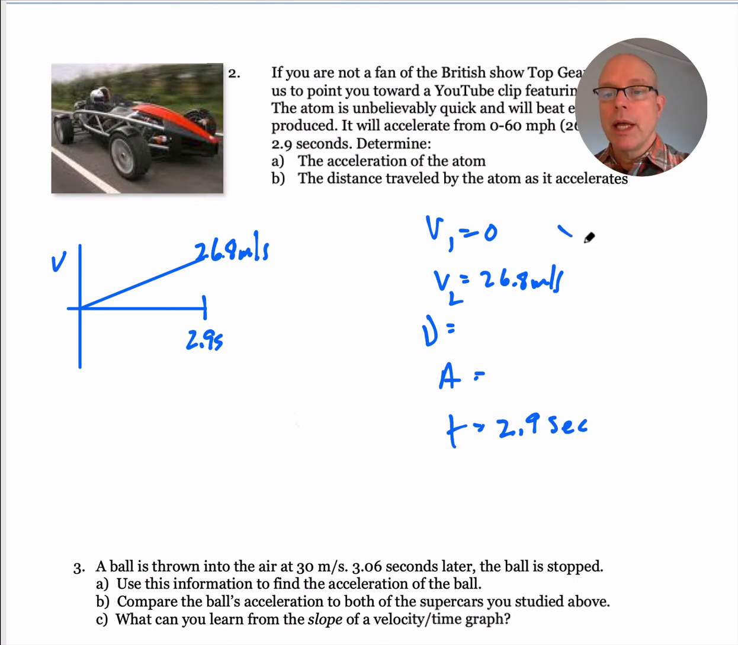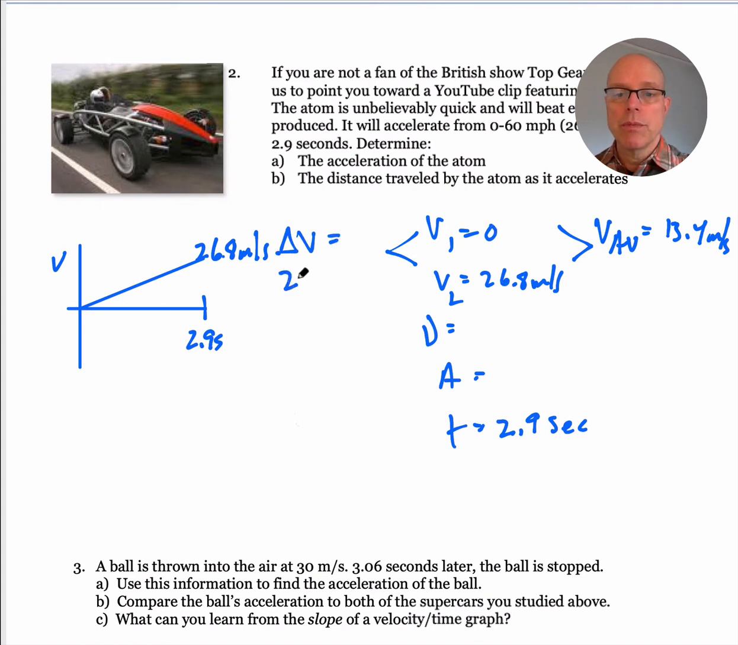If I were to go and get the V average of these two, I can just add them up and divide by 2, and I get 13.4 meters per second. Again, I trust you to figure that out. If I were to go and get the delta V, I take V2, subtract V1, and that's going to give me 26.8 meters per second.